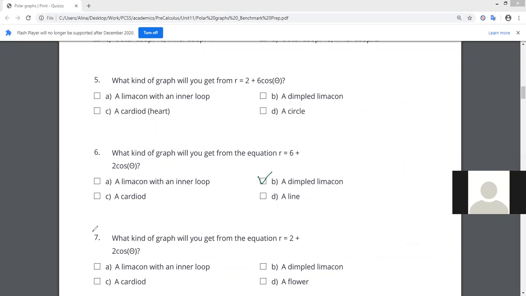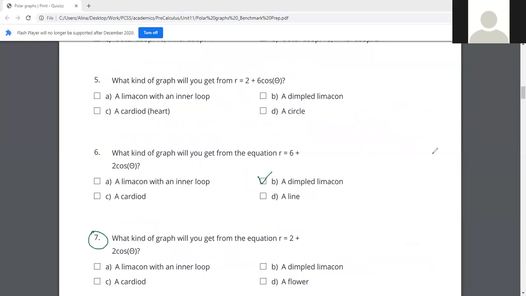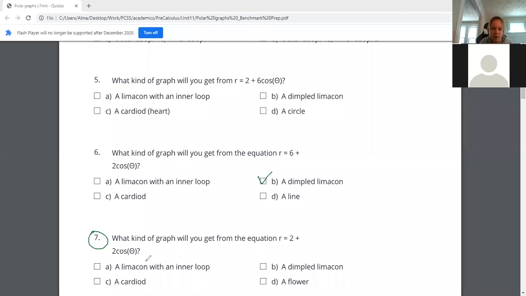And question 7, what kind of graph? I'm not going to draw this, but I'm going to ask Lulia to answer what graph will be produced by the equation 2 plus 2 cosine theta. Did you say Lulia? Yeah, I said Lulia. Cardioid, right? Yep, cardioid. Thank you so much. It is a cardioid. Perfect. What we're looking for is that these numbers are the same. It will be the shape of a heart called a cardioid.